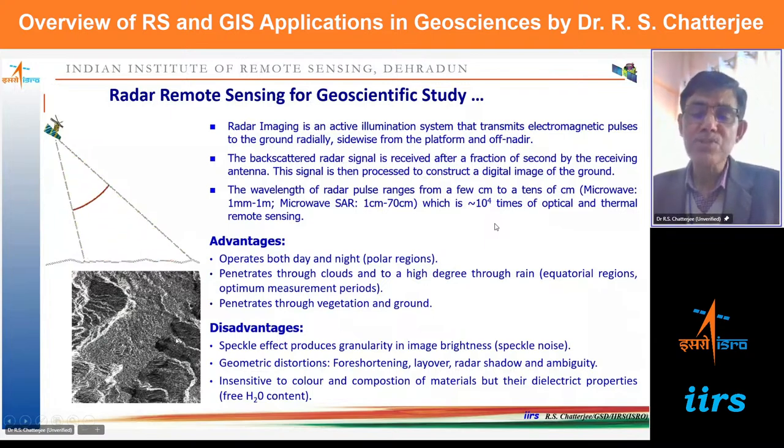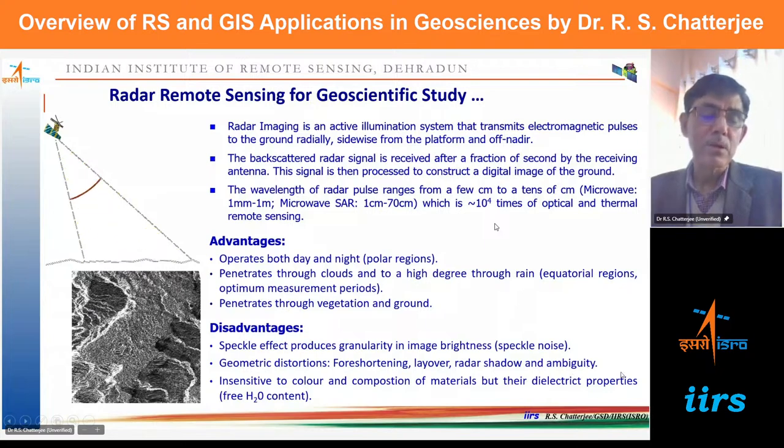So granularity in the image brightness is known as speckle noise. That is one disadvantage. There are also geometric distortions. You see that this particular slope gets shortened, and here there is no problem. Many of these features are getting shortened, or topographic reversal has happened. So geometric distortion of these features happens on the image. These are known as foreshortening, layover, radar shadow, or radar ambiguity.